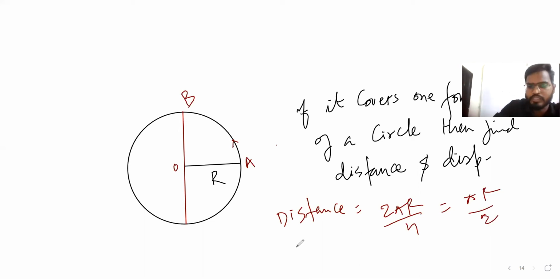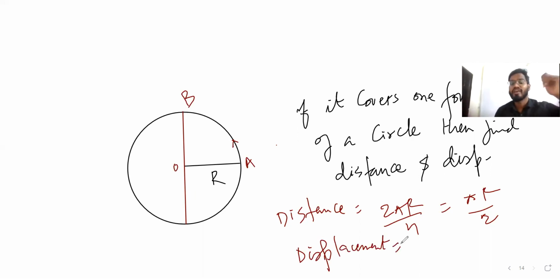Now displacement. Displacement is the shortest distance between the initial position point and the final point. Initial is this, final is this. So this is going to be the displacement. How will we find this? You might have learned the Pythagoras theorem, right?